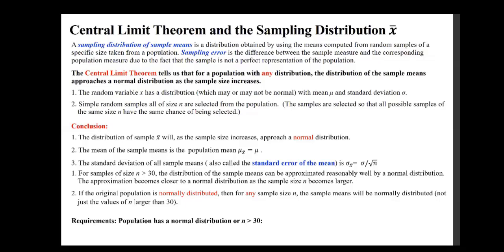I'm sorry, it's really blurry. I can't really see it. I'm sorry, mu of x bar equals mu.